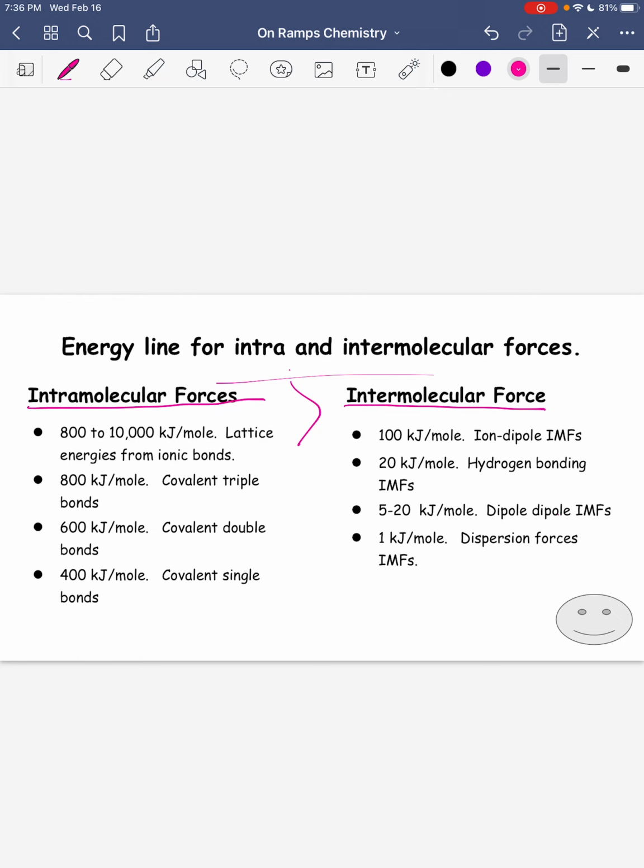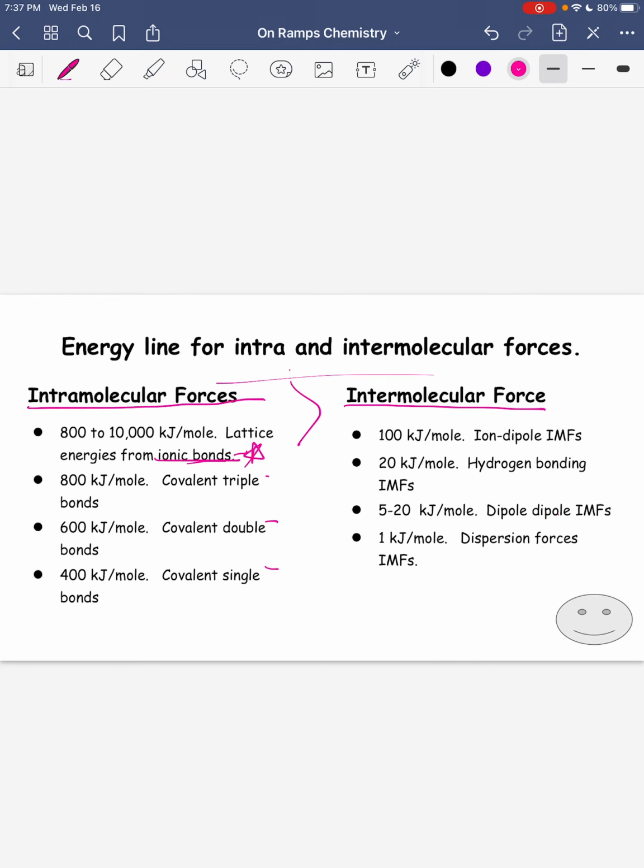So intramolecular forces are ionic bonds, covalent, covalent double, and covalent single. So see with covalent, as we add another bond, it increases. And then ionic bonds being the highest.